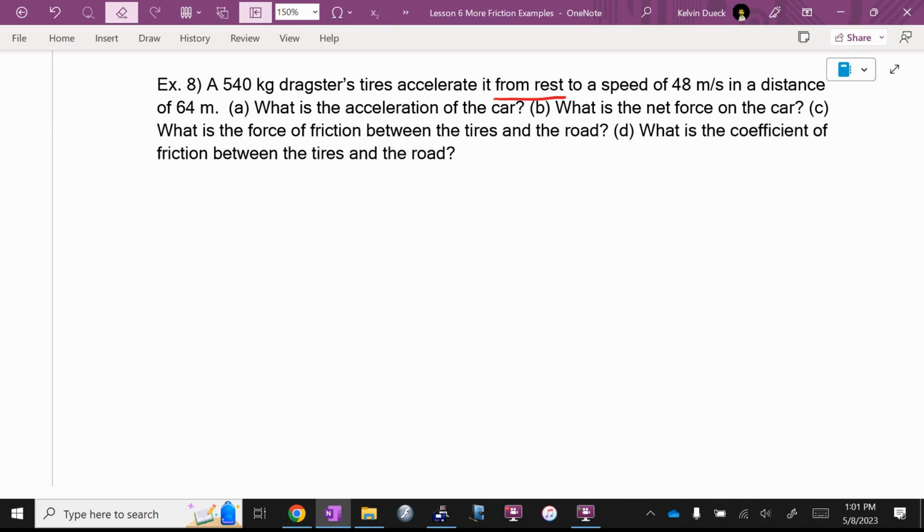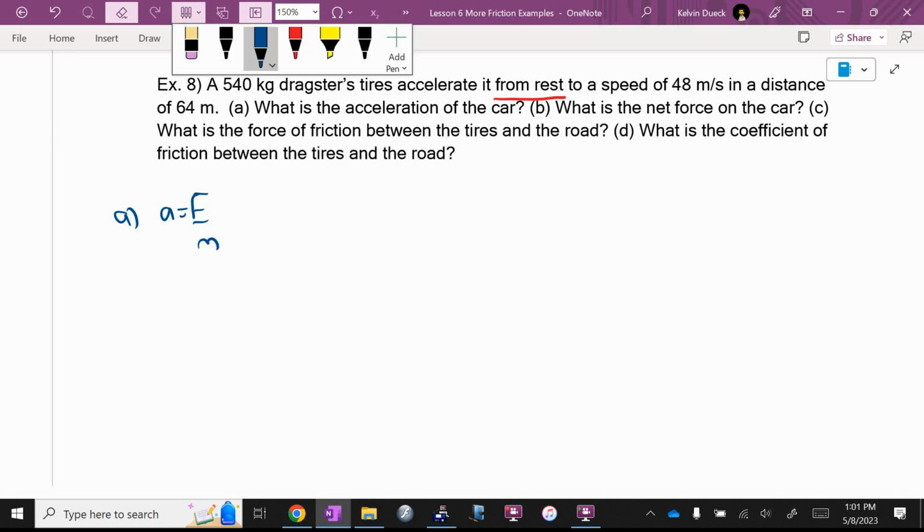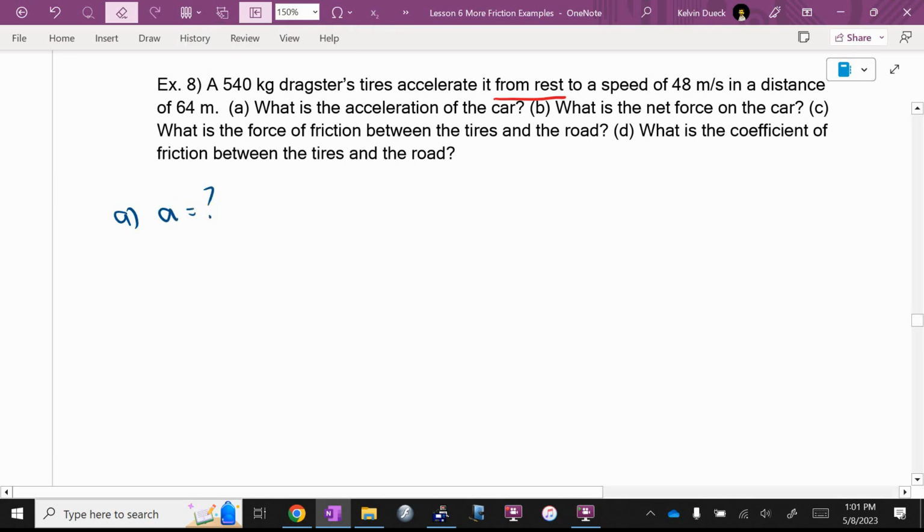Oh, okay. Evelyn, what's A asking me to find? Yeah, it's asking me to find the acceleration. I don't think I'm going to use Newton's second law because I don't think I have the net force. In fact, what's B asking me to find? The what force? So B is asking me to find the net force. So I think based on from rest and all that other stuff, you know what, Evelyn, I'm going to go A equals question mark. What does from rest tell me?